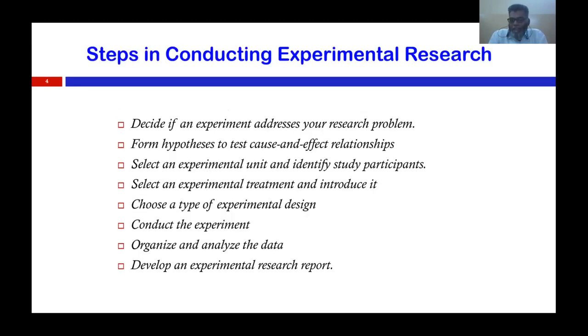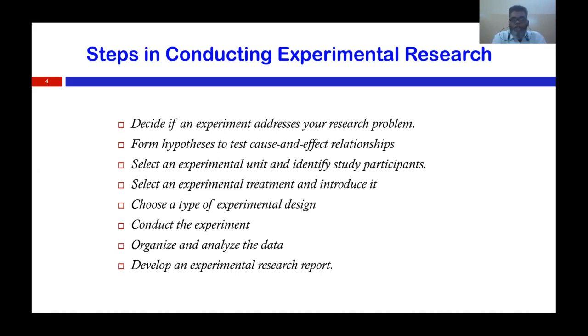So in order to conduct the experimental research, there are certain steps. What are they? When you have a research problem, which experiment will be most suitable for that research problem that you want to select? So that means decide if an experiment addresses your research problem. And second, form a hypothesis to test the cause and effect relationship.